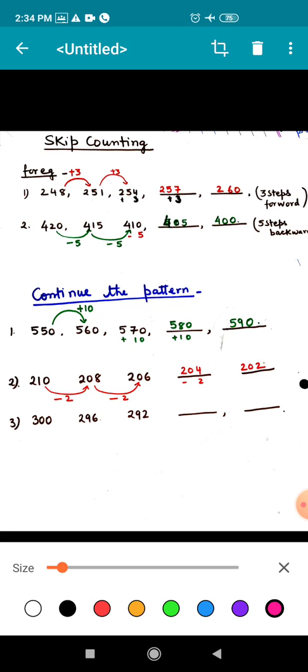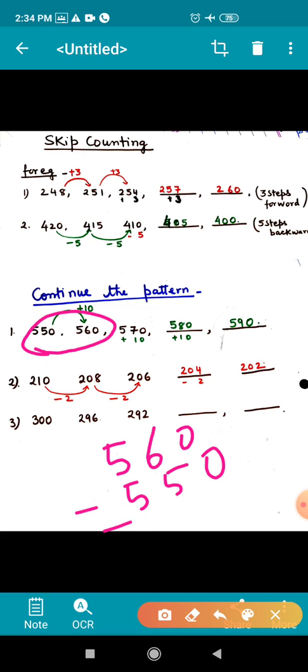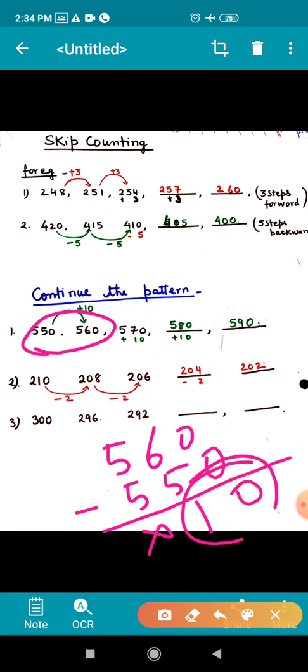So what you will do? You will take these first 2 numbers and find the difference. Difference means subtract these 2 numbers. So the bigger number is 560 minus 550. What is the difference? 10. It means you have to add 10 to the given number. That I have done here. 570 plus 10 comes 580. And 580 plus 10 comes 590.